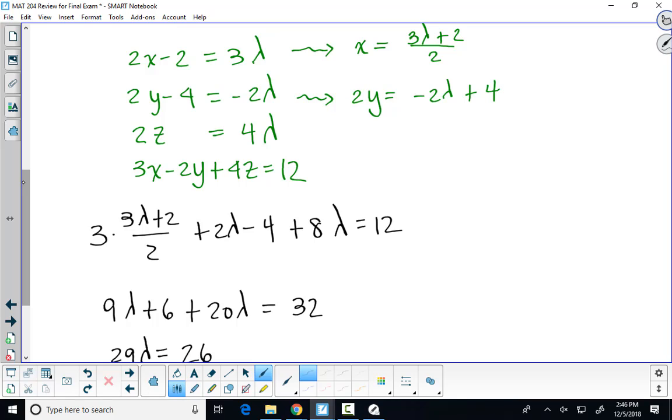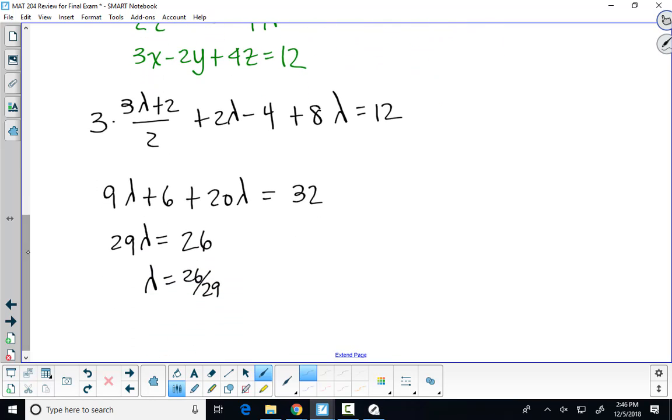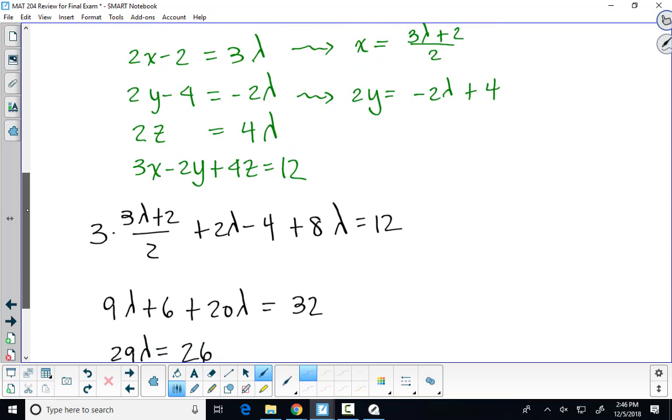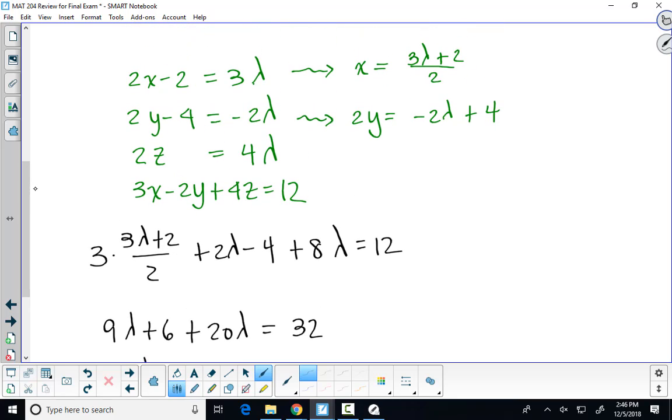So I think that's right. Grant? I'm good. So 9 lambda plus 6, then that's 10. We doubled, so we get 20. That's 16. We doubled, we got 32. That's good. So then our ordered triple, what did we get? 26 over 29.